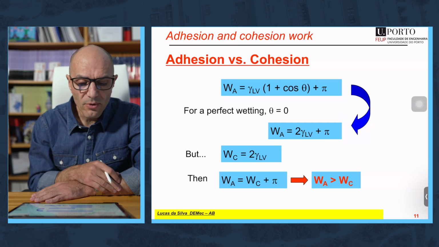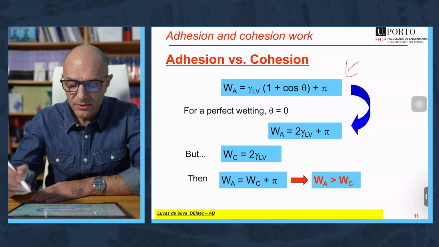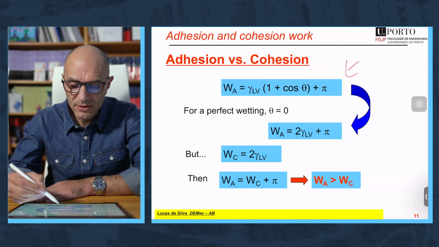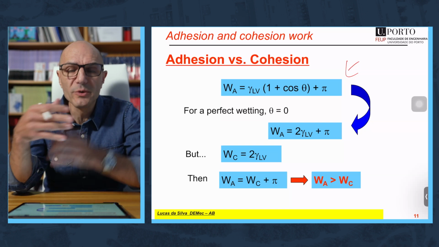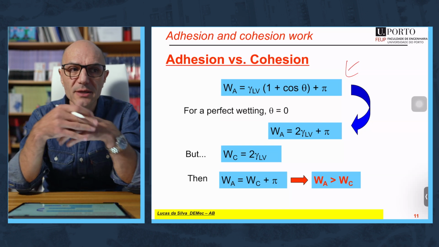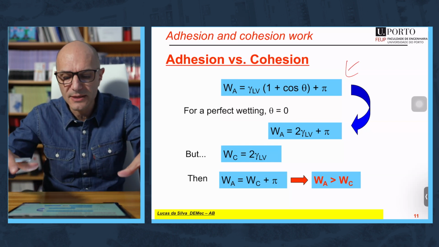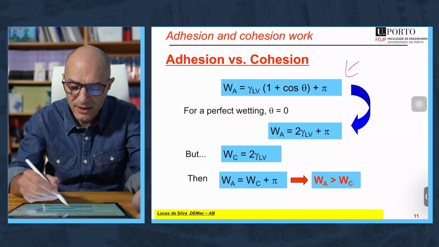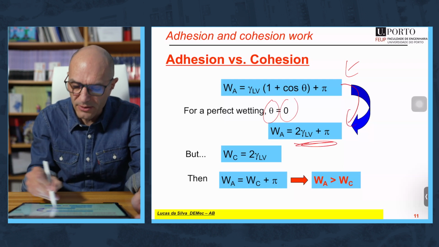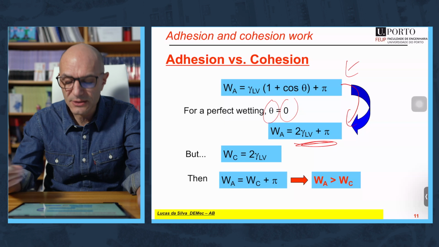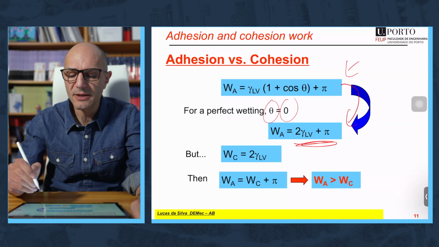Now, how do the two compare? How is the work of adhesion versus the work of cohesion? Well, let's take again the equation for the work of adhesion, but now let's assume that we have good conditions. We created good conditions for a good wetting. What does it mean? We surface treat and the adhesive will spread nicely. So we can assume in the limit that theta is equal to 0. So this equation simplifies, and the work of adhesion for very nice conditions is simply 2 times the surface energy of the liquid plus the spreading pressure.